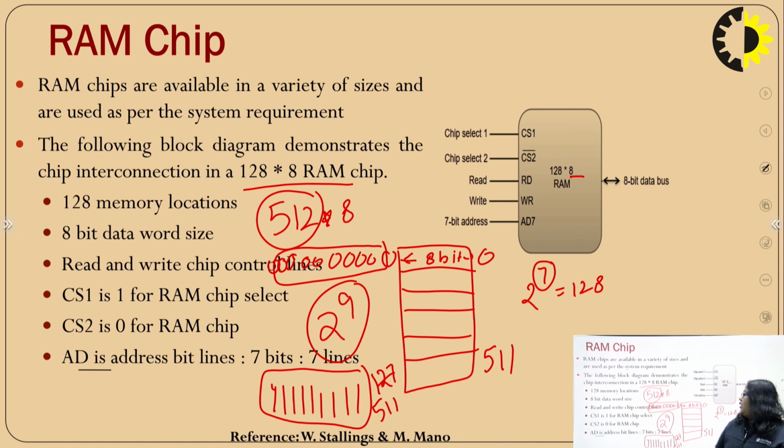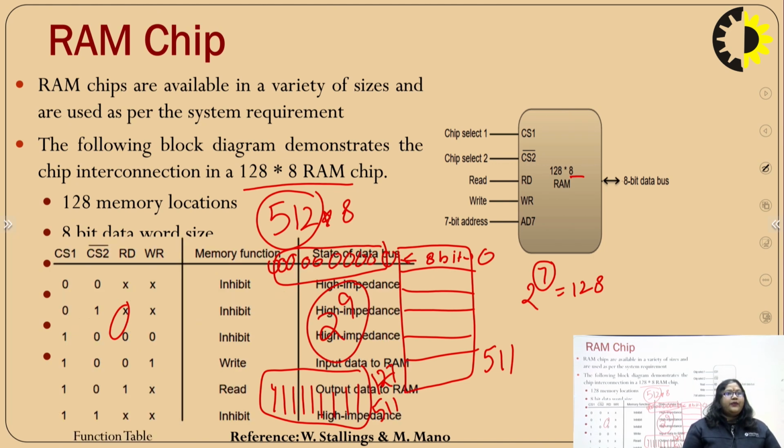Now, I already explained that 8 bits recognize the word size, and there are read and write controls. There are two types of controls, CS1 and CS2. These are used for the RAM chip select and the ROM chip select. When we use CS1, it is for the RAM chip select. CS2 is for the chip select with respect to RAM and ROM, and the address bits depend on the size. So this is the RAM chip.